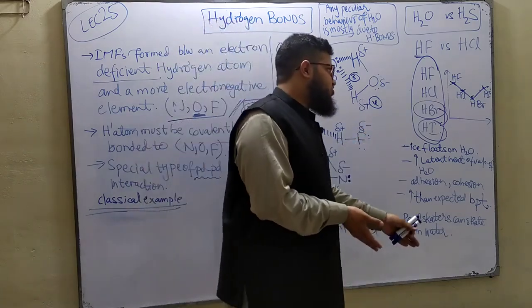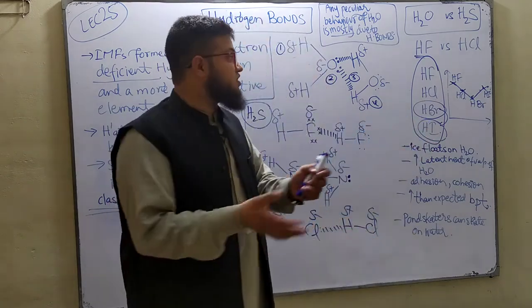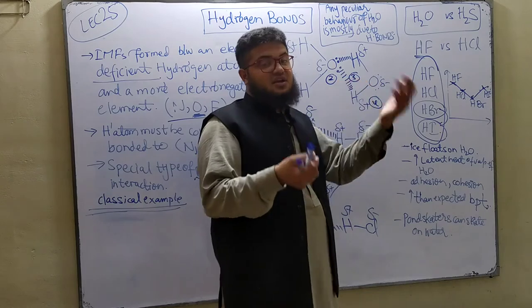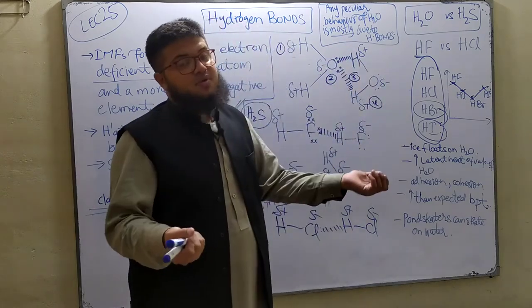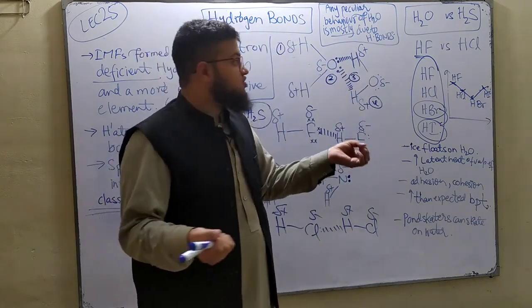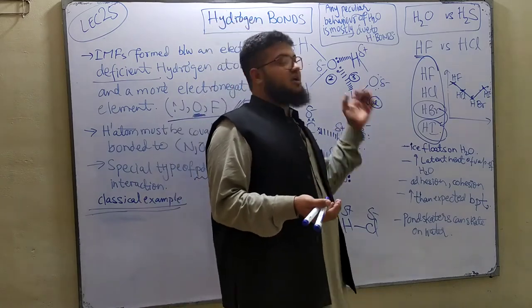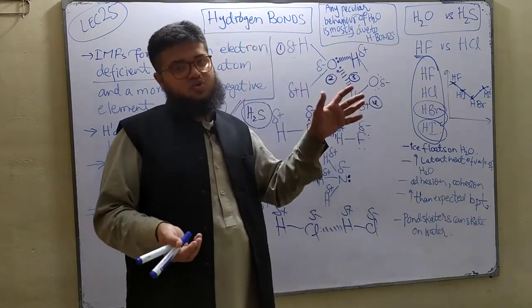HCl has permanent dipole interaction, while HBr and HI have van der Waals forces. HI has a greater Mr and a greater number of polarizable electrons, and therefore stronger van der Waals forces as compared to HBr, so it will have a greater melting point as compared to HBr.